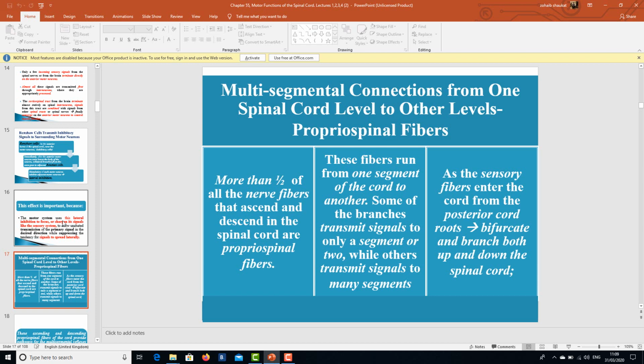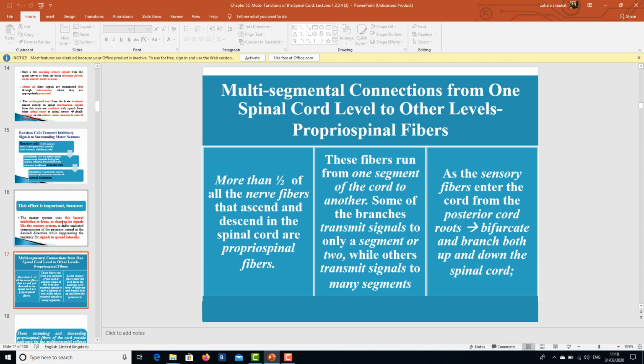There is presence of multi-segmental connections from one spinal cord level to other levels, propriospinal fibers. More than half of all the nerve fibers which ascend and descend in the spinal cord are propriospinal fibers. These fibers run from one segment of the cord to another. Some of the branches transmit signals to only a segment or two, while others transmit signals to many segments.